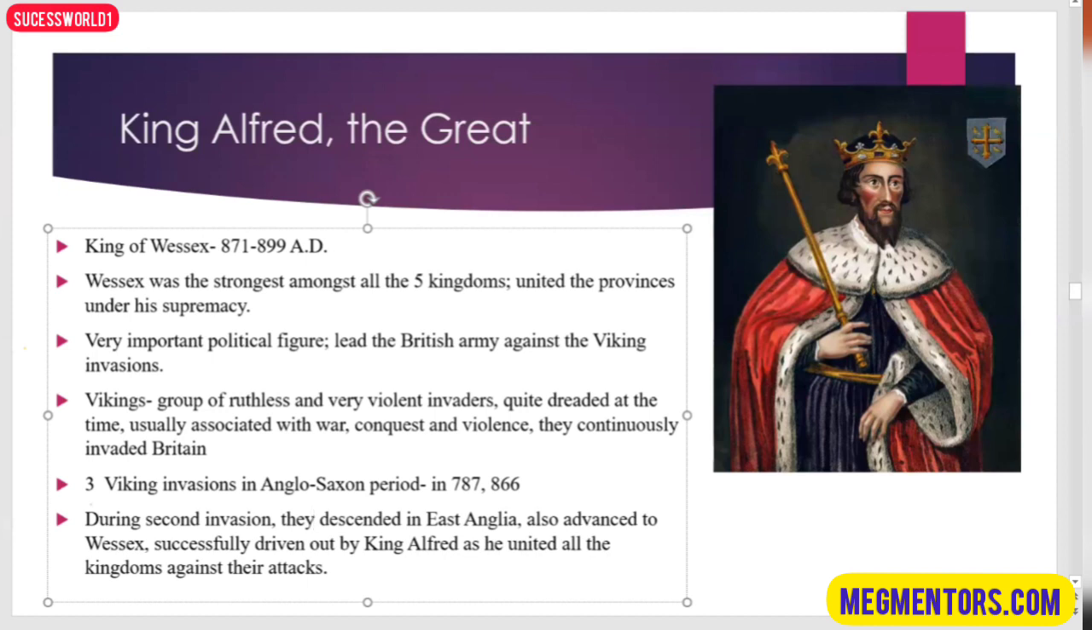They were successfully driven out by King Alfred as he united all the kingdoms against their attacks. So these Vikings were trying to get into the interiors of England, but they were driven out by King Alfred, right? So in that sense, King Alfred is a very important Anglo-Saxon king because he was able to defend Anglo-Saxon England from these violent and brutal Vikings.